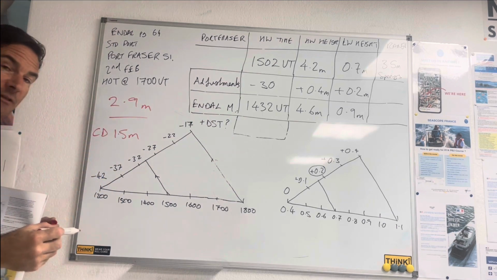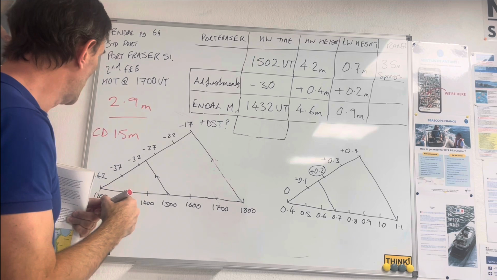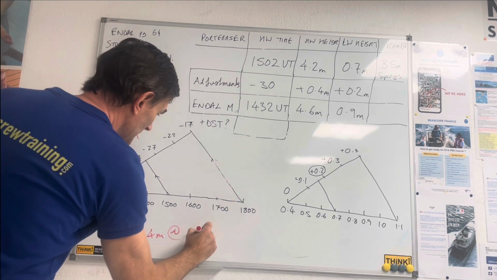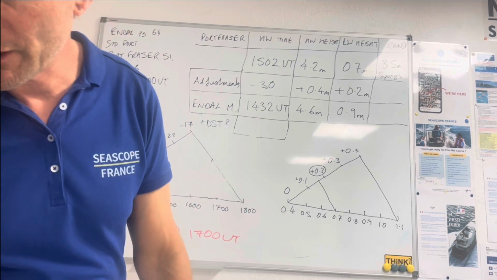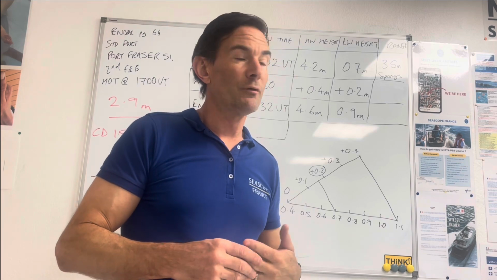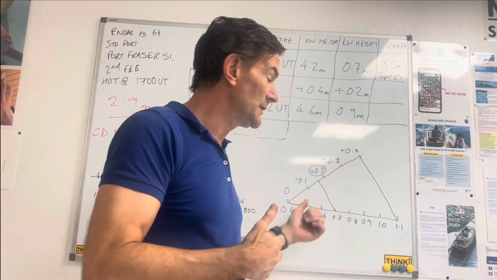And if we've got a height of tide of 2.9 meters, then the depth of water over that sill is 4.4 meters at 1700 UT in the secondary port of Endal Marina. Simple, yeah? We'll have a look at more of these, and I've got some videos that explain the mathematical methods that you can use instead of the crocodiles.